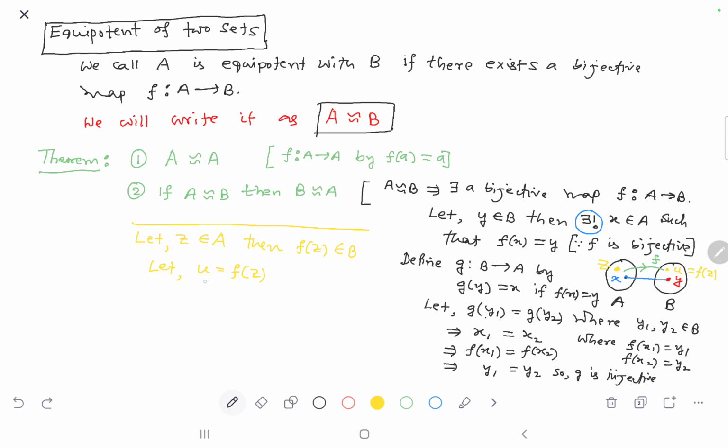Now see, u equals f of g. Then we can say that g of u equals g. Can we say that? Is it okay or not? Are you sure? You said f of z is equal to f of g, right? I mean g of z, right? One second, hold on.